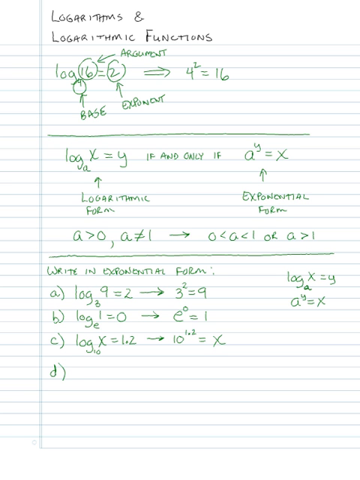A couple more. The logarithm of 1/8 base 2 is equal to -3. The exponential form of that would be 2, the base, to the power -3, that's on the other side of the equal sign, is equal to the argument 1/8. And of course, we recognize that that's a true statement as well.